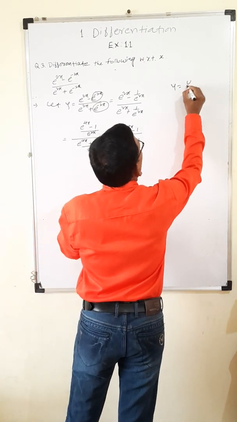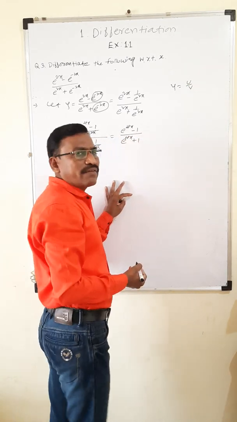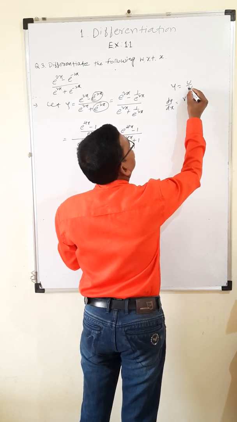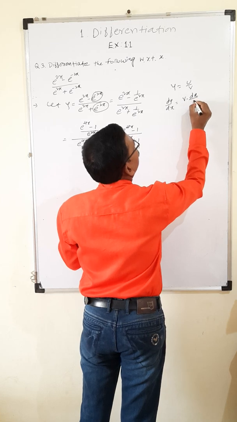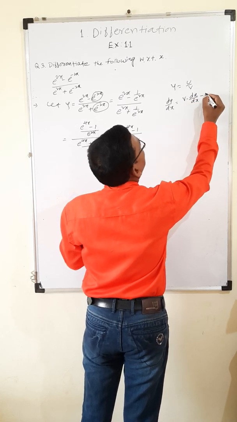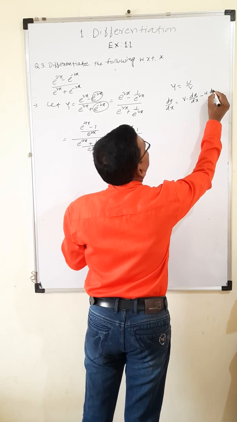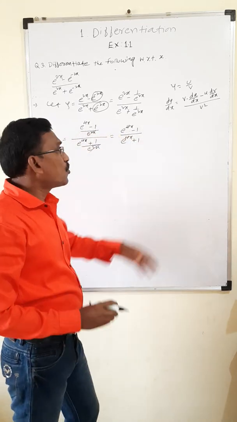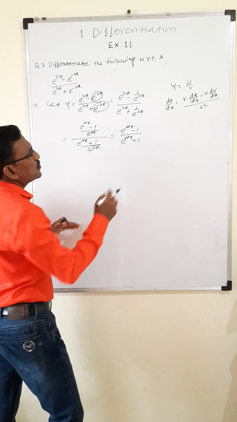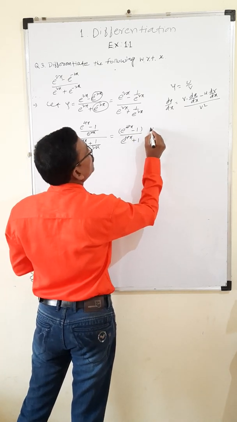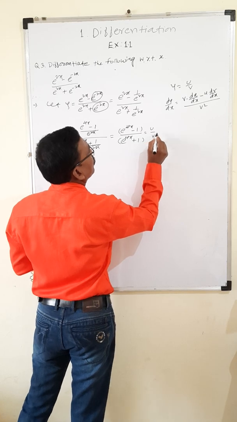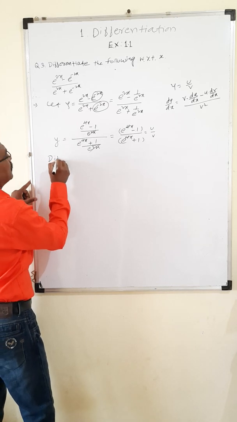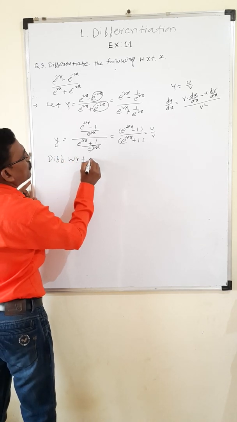So y equal to u by v. In this rule, when we take its derivative, dy by dx is equal to v as it is into derivative of u with respect to x, minus u as it is into derivative of v with respect to x, whole divided by v square. We use this quotient rule of derivative here. Suppose this term is u and this term is v of this function. So this is y. Now differentiate with respect to x we get.